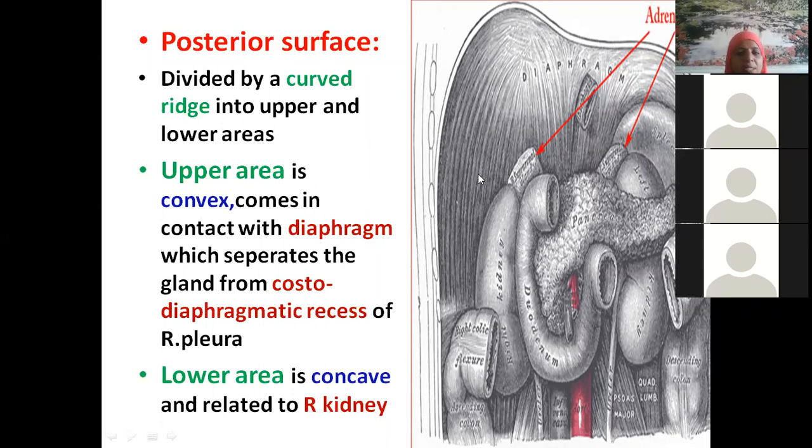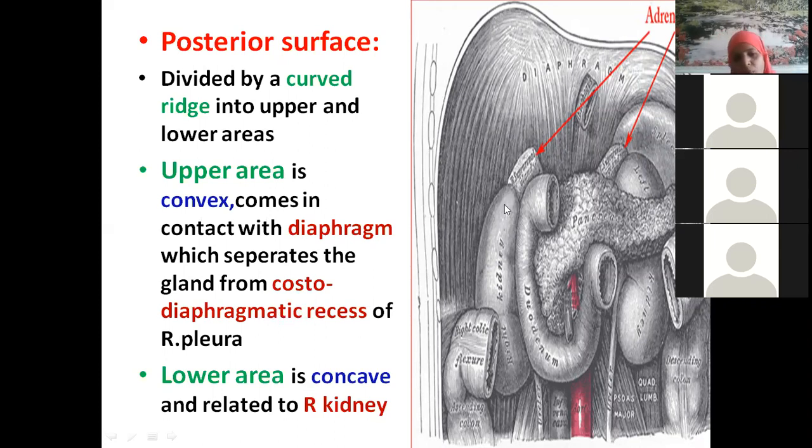The upper area is convex and it comes in contact with the diaphragm. The diaphragm separates the posterior upper surface of the suprarenal gland from the right costodiaphragmatic recess, that is, of the right lung. Then the lower area is concave and it comes very close to the right kidney.